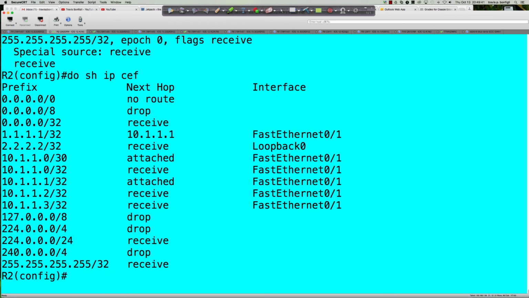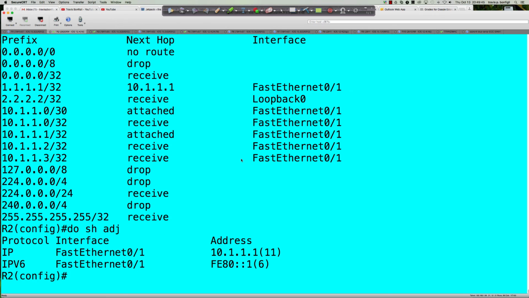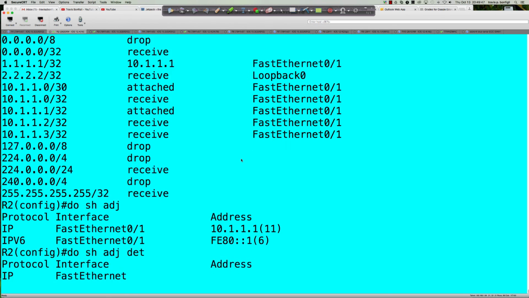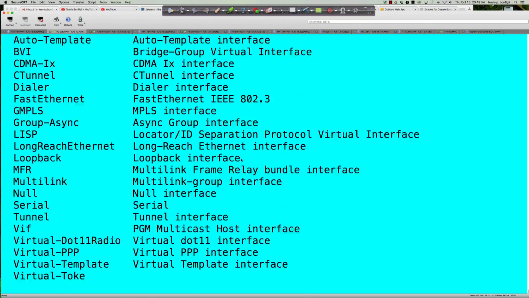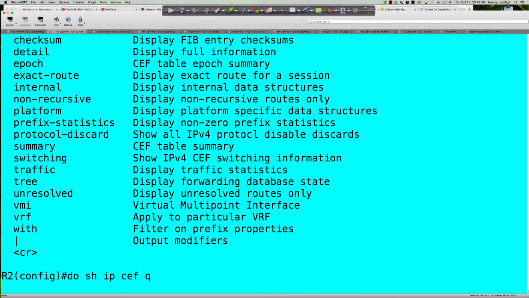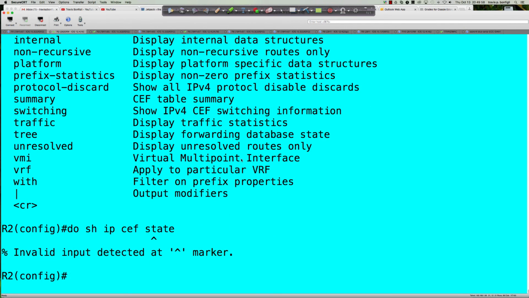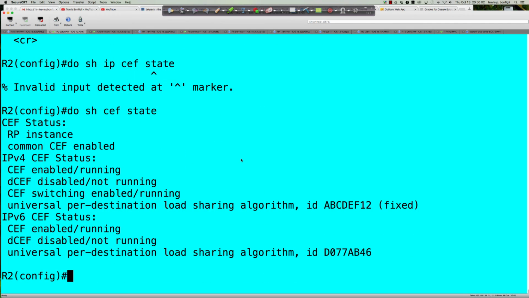It's not do show IP CEF. It's do show. It's not adjacency, and it's not adjacency detail. Do show IP CEF. Oh, CEF state. Sorry. Do show IP CEF state is where we're going. Do show CEF state. There we go. All right. Sorry about that.